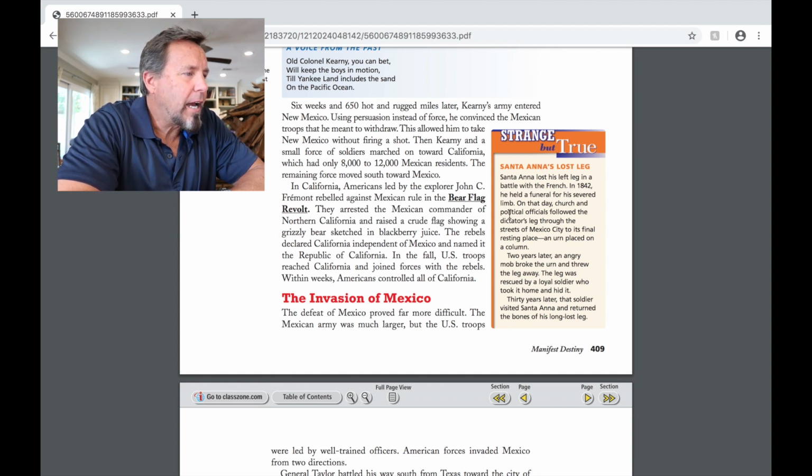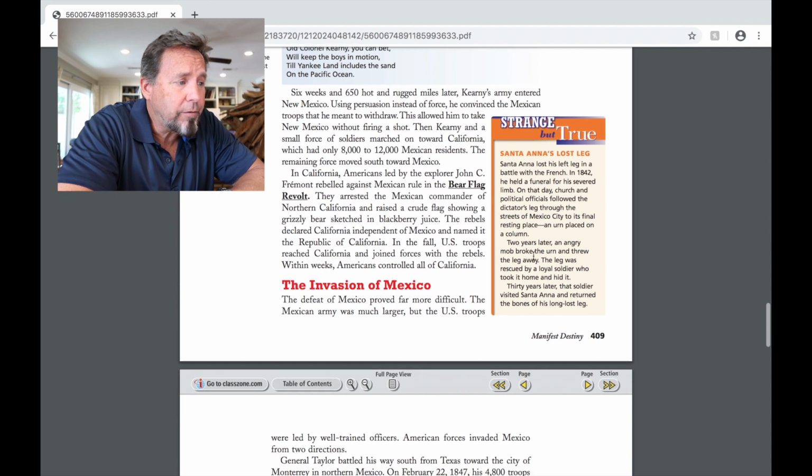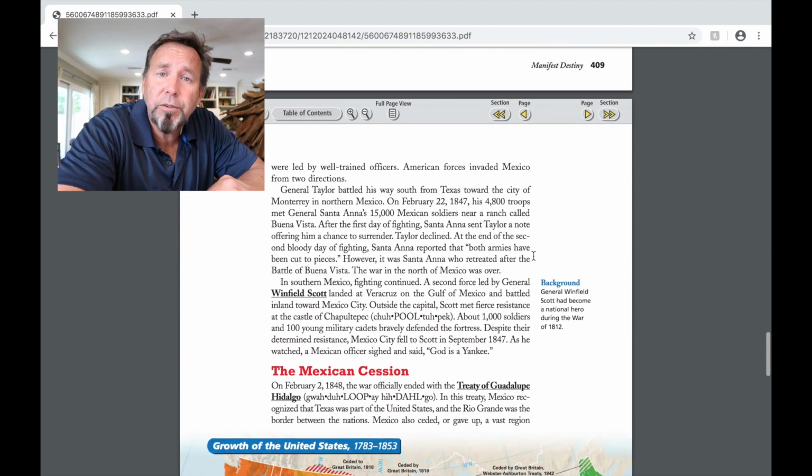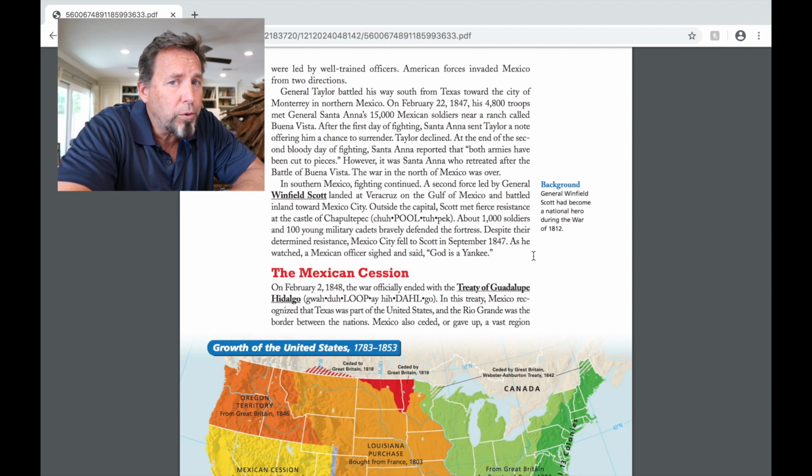Then it talks about how Zachary Taylor battles from Texas and takes control of northern Mexico. General Winfield Scott by sea arrives with the Navy and the Marines and arrives at Veracruz, and eventually the Marines and the Army fight their way all the way and occupy Mexico City. That's an interesting part of this war that we think about. It wasn't just fought on the fringes of Mexico, on the outside borders of Mexico. American troops actually fought all the way to Mexico City and occupied Mexico City. So that had to be pretty tough.